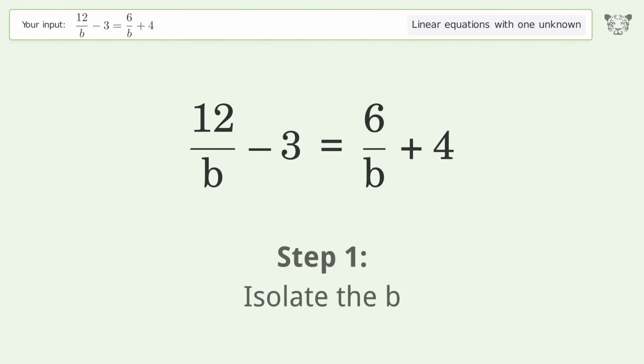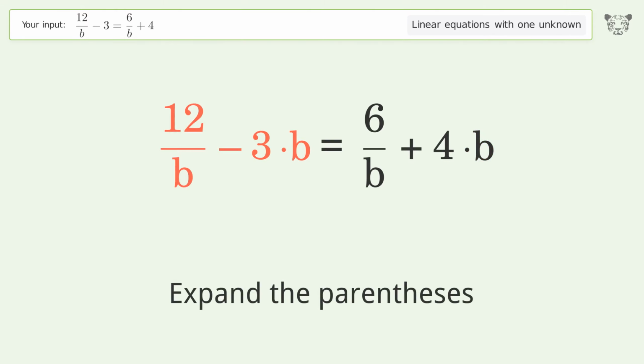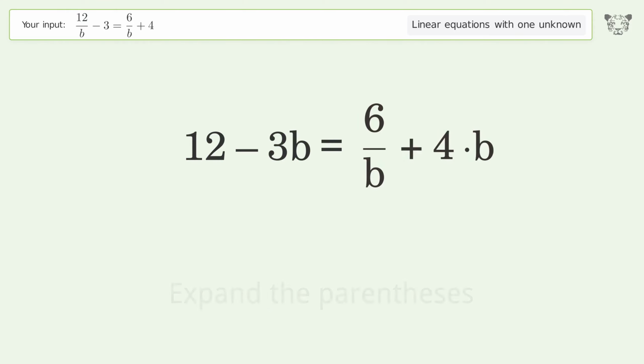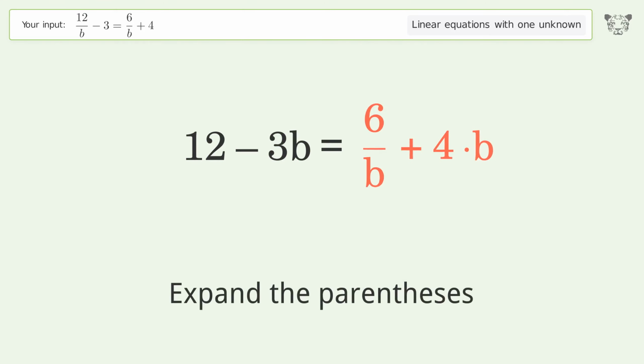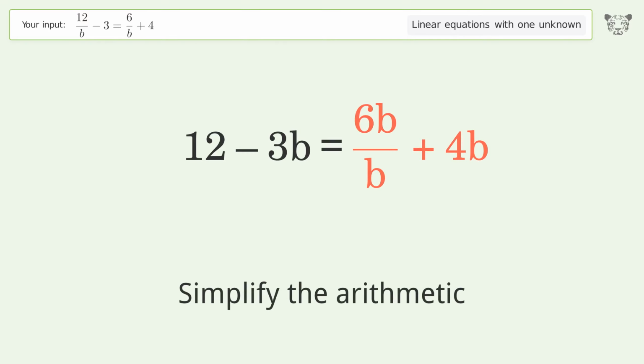Isolate the b. Multiply both sides by b. Expand the parentheses. Simplify the arithmetic. Expand the parentheses. Simplify the arithmetic.